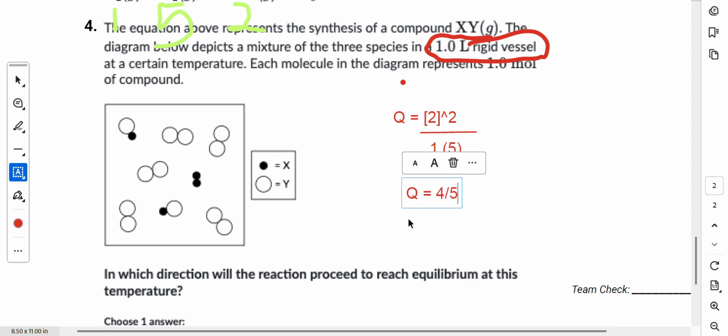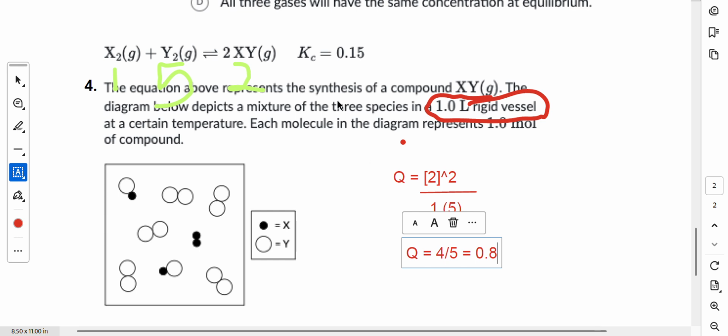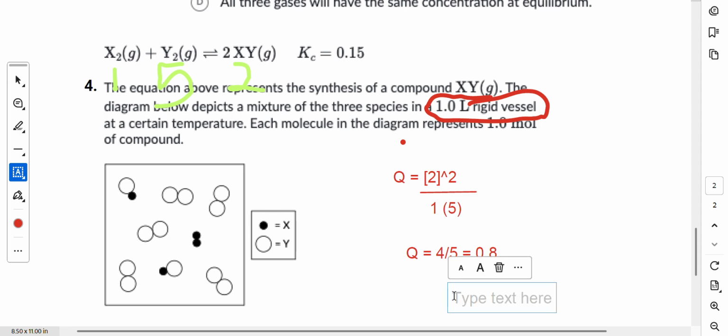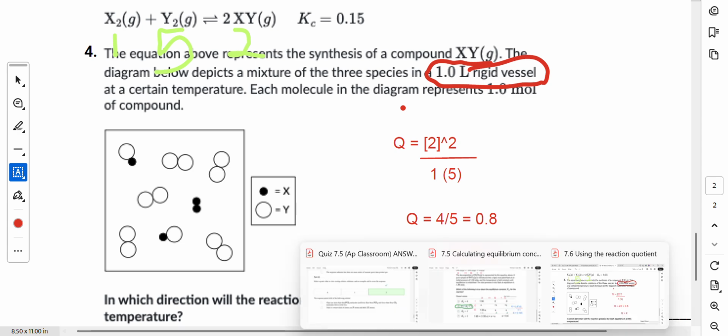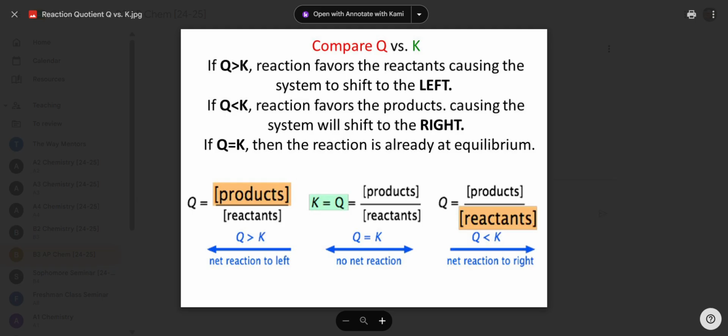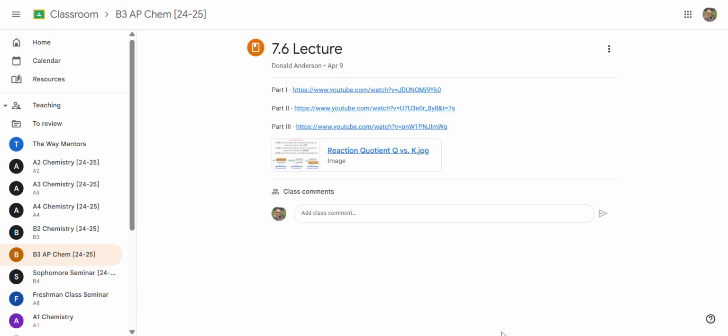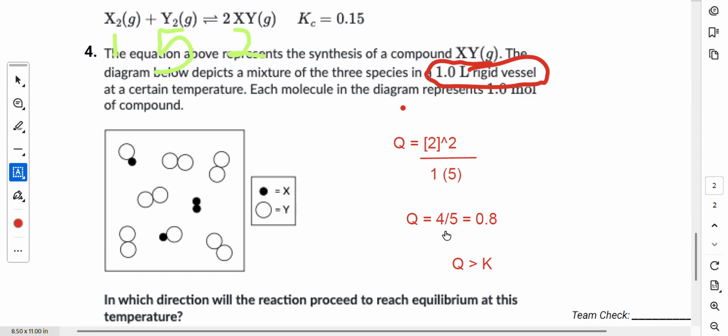Right? So my Q value here is equal to 4 divided by 5. And 4 divided by 5 comes out to 0.8, that's my Q value. My K value is 0.15. So again, comparing Q and K, Q is greater than K. And if Q is greater than K, let me just double check my notes. Go back to those notes, Mr. Anderson. Q is greater than K, the reaction favors the reactants, shifting the system to the left. So let's shift to the left on this one.